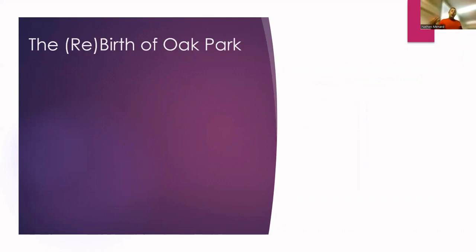But I call it the rebirth of Oak Park because, for those of you that don't know, when Oak Park was built, it was actually one of the racially restrictive covenant communities. Historically, it was a community for affluent white people. But as Black people were being forced out of the West End, they started the what? They started the blockbusting process in Oak Park.